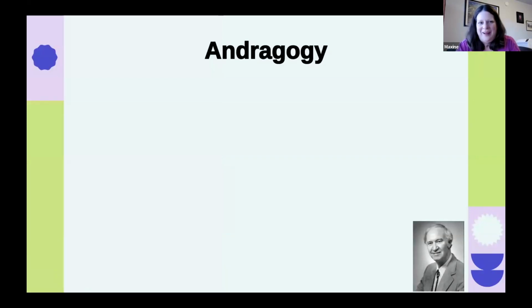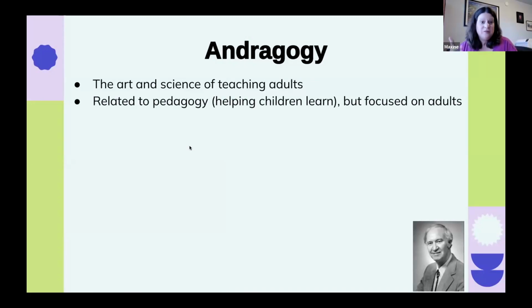Which again, you may or may not be familiar with, but andragogy is really the art and science of teaching adults. So it's related to pedagogy, right? Ped being related to children, but andragogy is focused on adults and adult learning.